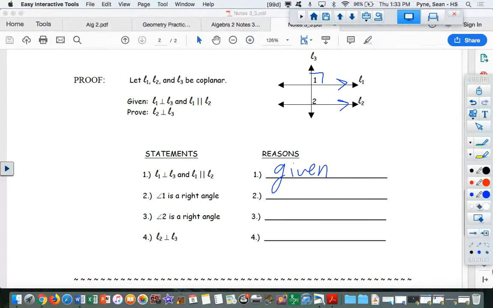Anthony, what's number 2? The definition of perpendicular lines? Good. I'm getting the hang of it. Now number 3 is tricky.